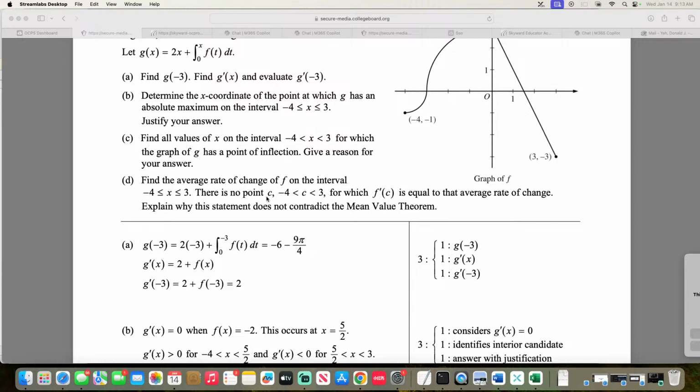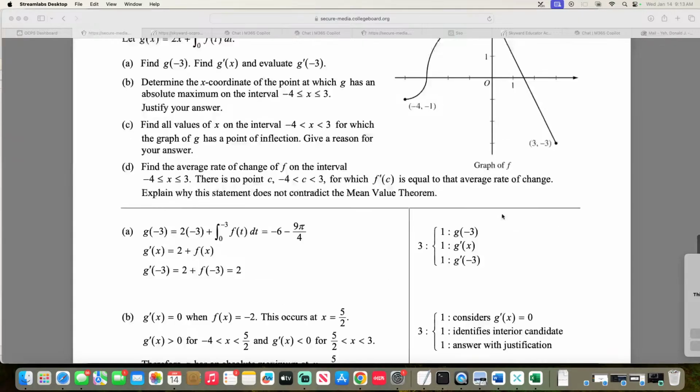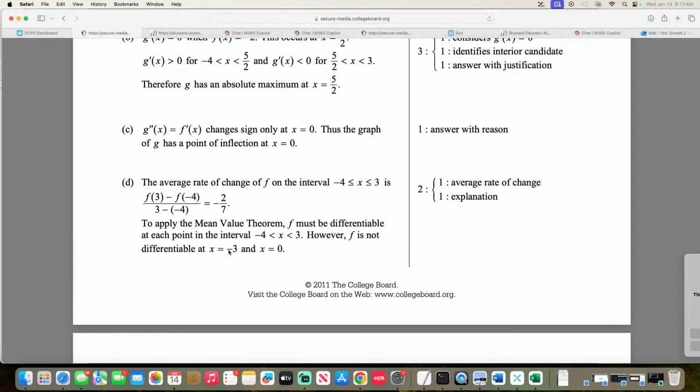The mean value theorem has a condition. It has to be continuous and differentiable. It is a continuous function between -4 and 3, but it's not differentiable at two specific points. Here, it's not differentiable because of a vertical tangent, or the slope has a drastic change. So it's at -3 and 0 where it's not differentiable.